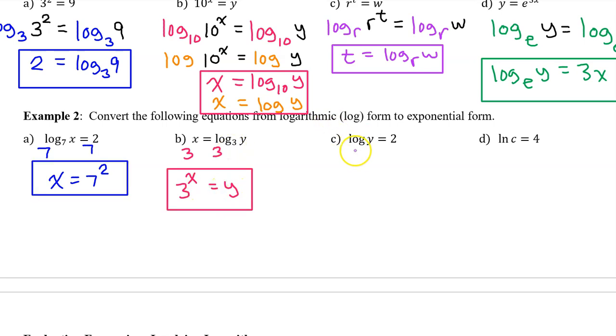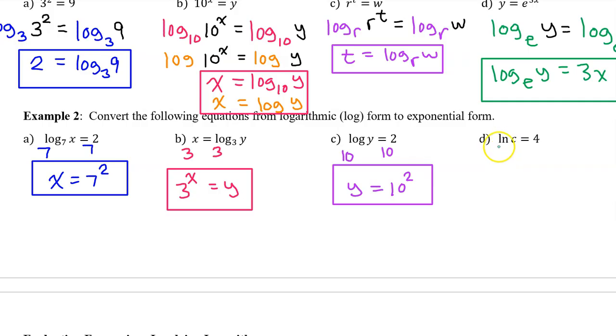Part C. When you see the log with no visible base, we know it is an invisible 10. This is the common log we talked about before. So we can cancel out this log by dropping a base 10 on both sides of the equation. This base 10 cancels out the invisible log base 10, leaving behind y on the left hand side. So y equals 10 to the second power.